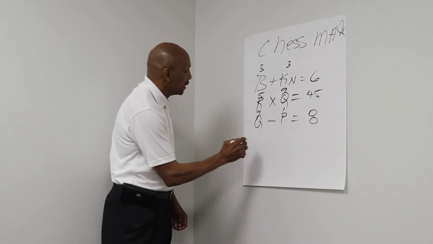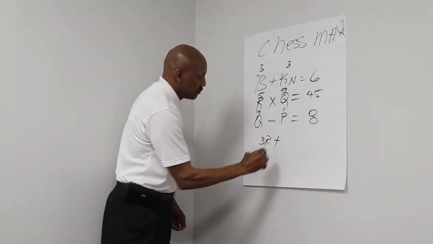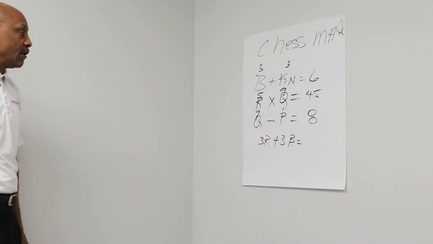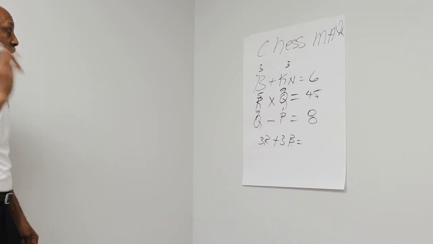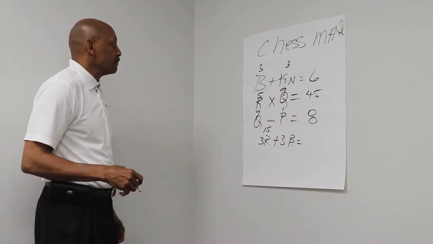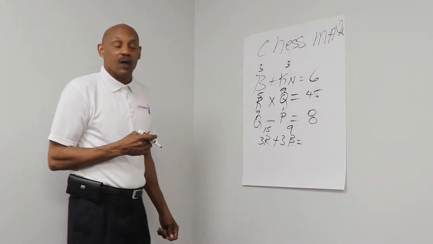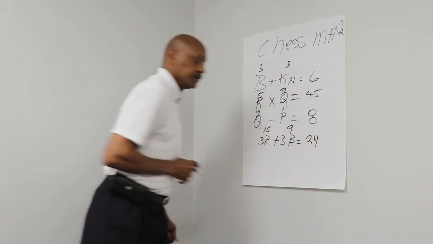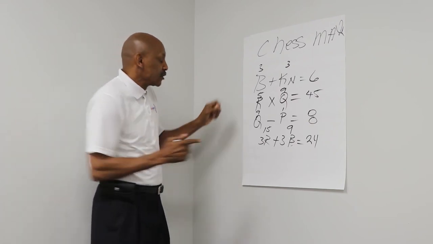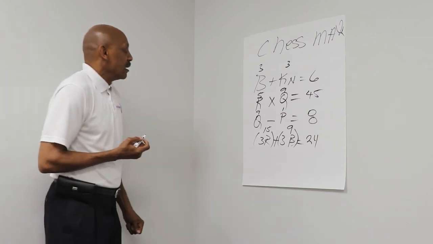What if I wrote the equation like this? 3R plus 3B. Okay, the equation is written a little bit different now, but we're still using an addition sign. So 3R would be what? 15. Okay, you're correct. And 3B would be what? 9. Correct? And what would your answer be? Give me the answer. 24. Okay. So now in the equation, if it was written up similar to the liking of algebra, then this would be in parentheses. Okay? Now, let's go a little bit further.